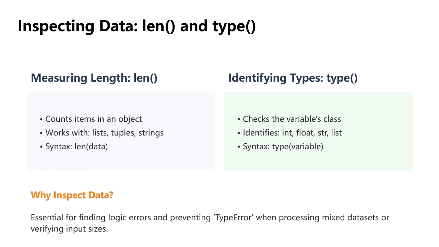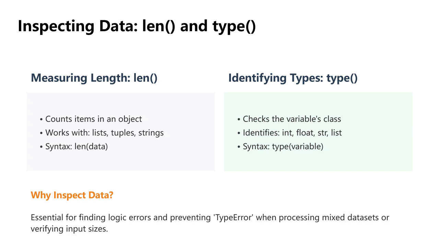Let's dive into two of the most essential tools in your Python toolbox for checking your data: the len and type functions. First, we have the len function. Think of this as your digital tape measure. It simply counts the number of items in an object. It is incredibly versatile, working with lists, tuples, and even strings to tell you exactly how many elements or characters are present. Next, we use the type function when we need to identify the nature of our data.